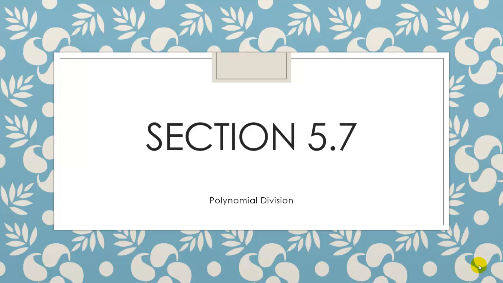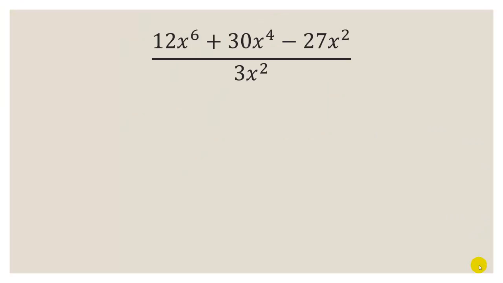For section 5.7, we'll explore polynomial division. There's going to be several different techniques we'll explore, so let's just get started. In our first example, we're asked to divide 12x to the 6th plus 30x to the 4th minus 27x squared, all of that divided by 3x squared. We've actually seen stuff like this earlier in the class, but let's review.